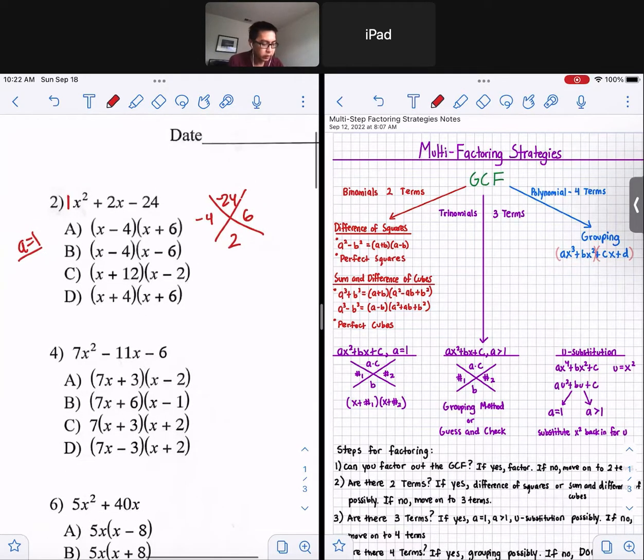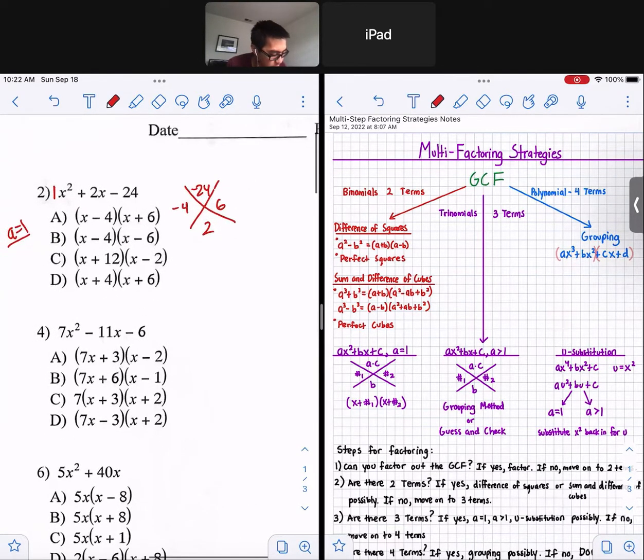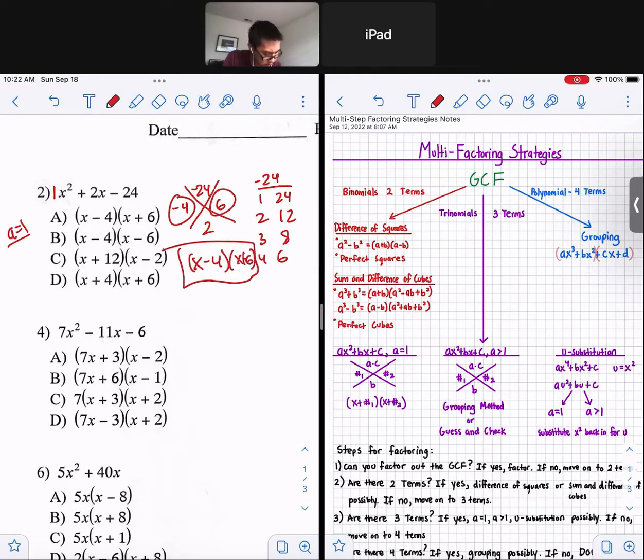One useful strategy is to figure out your factors of negative 24, because if you can figure out the factors that give you negative 24, it will help you decipher which one adds up to 2. So it's going to be negative 4 times 6. Since a is equal to 1, you just use the two side numbers as part of your factors: x minus 4, x plus 6. For this one, it would have been A.